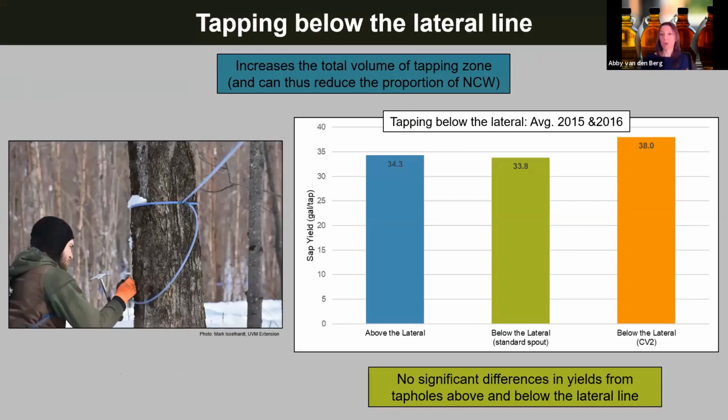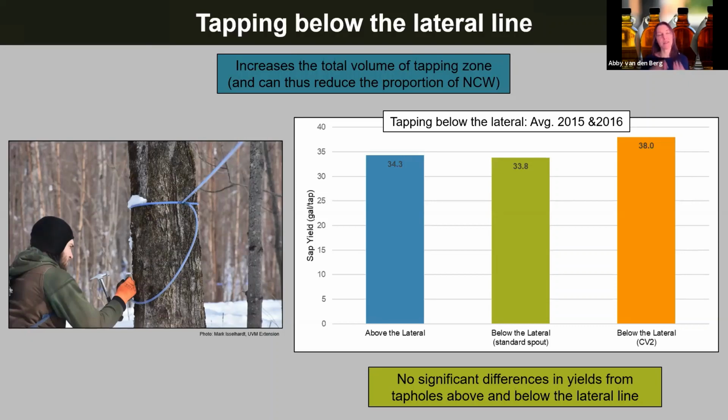And our studies, as well as others, have shown pretty solidly that when you're using best practices, so high levels of vacuum, good sanitation, and proper tap placement, there is no difference in yield from taps placed above or below the lateral line. And this can really significantly increase how much conductive wood we have to work with in the tapping zone and reduce the proportion of non-conductive wood.